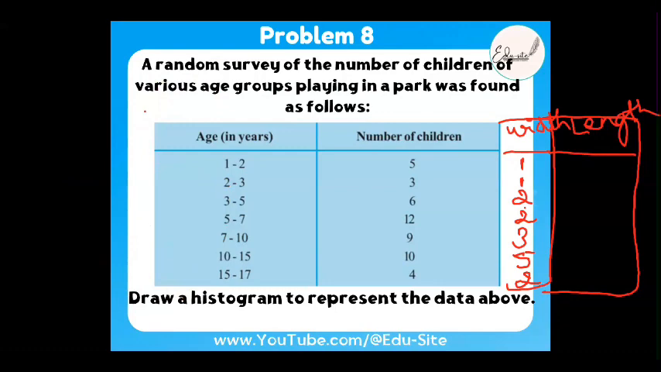5 by 1 into 1. So it is 5 by 1 into 1. Why is it 1, beta? The least class interval, right? Yes. 5 by 1 into 1, which is just 5.